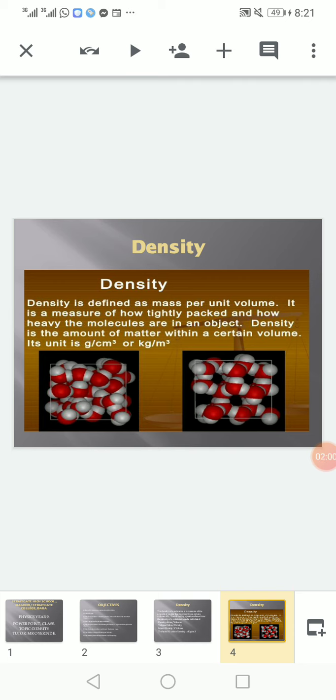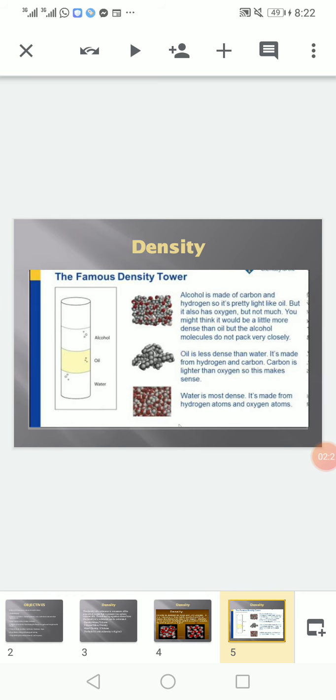Now, this slide shows us that density is defined as mass per unit volume. It is a measure of how tightly packed and how heavy the molecules are in an object. How tightly packed and how heavy the molecules are in an object is referred to as density. Again, the density is the amount of matter within a certain volume. And as I said earlier, its unit is either gram per meter cube, gram per centimeter cube, or kilogram per meter cube.